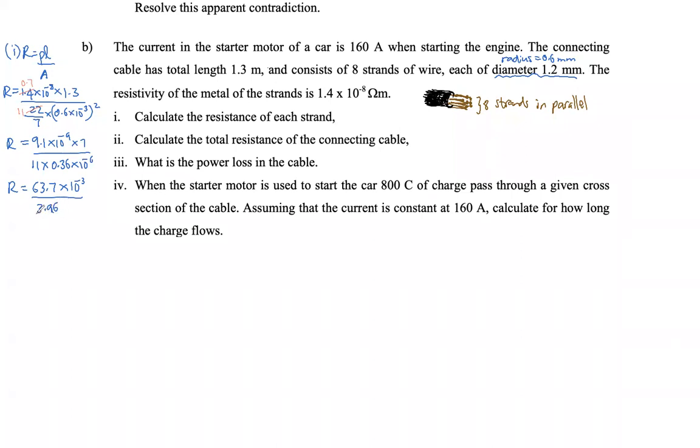Anyone simplify this, people? I hope I have substituted everything correctly. Rho L over A, pi R square is the area, so R is this 0.6. The answer should be very close to 1.6 into 10 to the power minus 2. I think that's a good answer. Let's go with that.